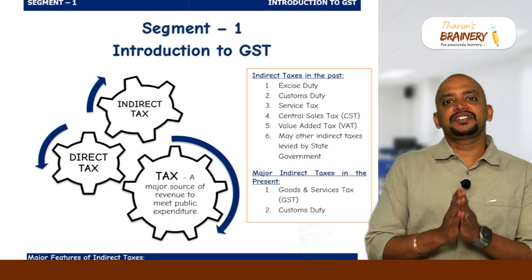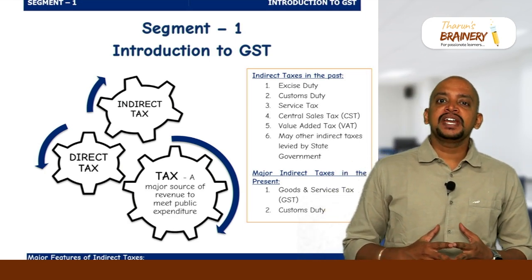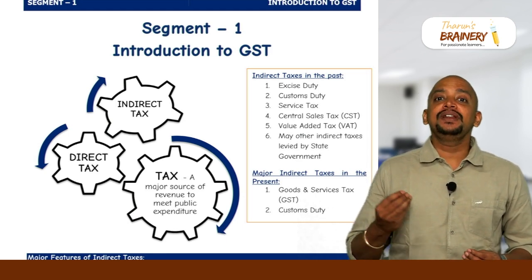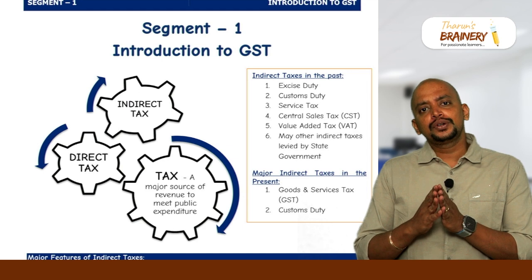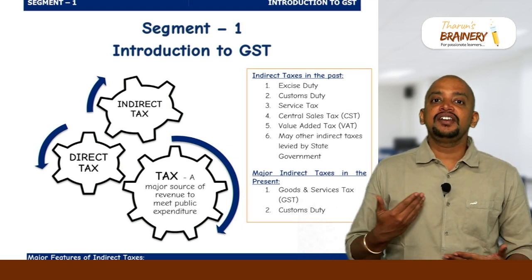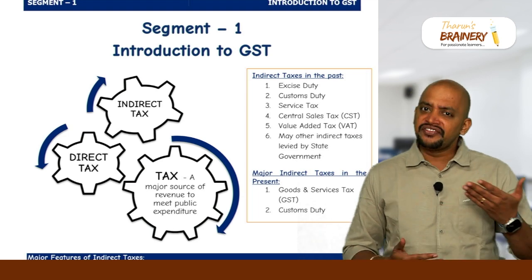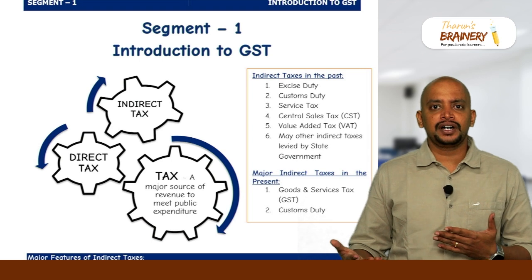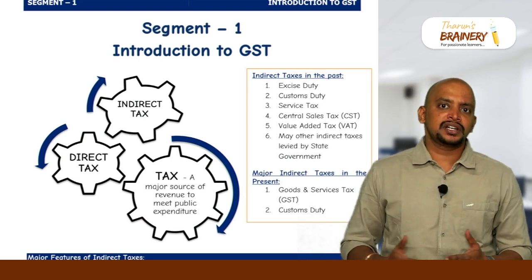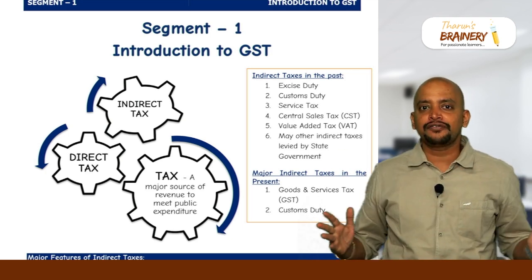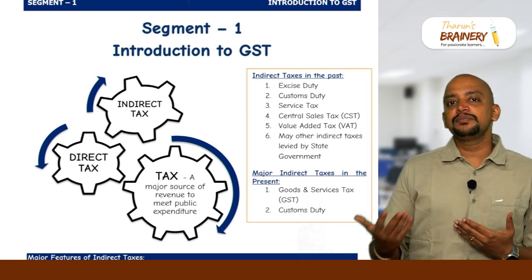What is the purpose of tax? Tax is a major source of revenue to the government to meet the public expenditure. Today, the government is spending a lot of money for the welfare of the public. A lot of freebies are given, and roads, dams, irrigation projects, power projects, whatnot are constructed. So there is a lot of expenditure incurred by the government.